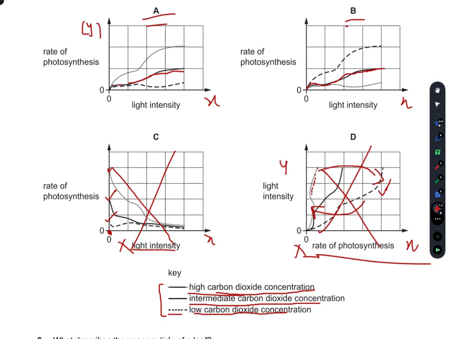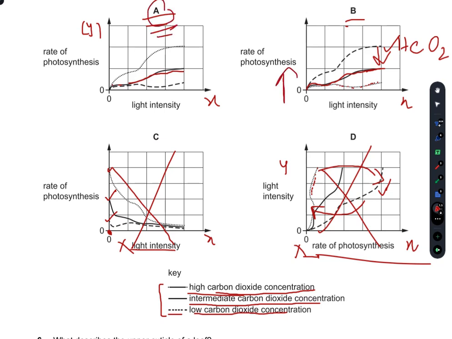Now we have to find out the curve which represents the high or low concentration that limits the rate of photosynthesis. This dotted line represents low carbon dioxide concentration, and this line represents high carbon dioxide concentration. But in high carbon dioxide concentration, the rate of photosynthesis is actually lower, while in lower carbon dioxide concentration, the rate of photosynthesis is higher. As you can see in A.